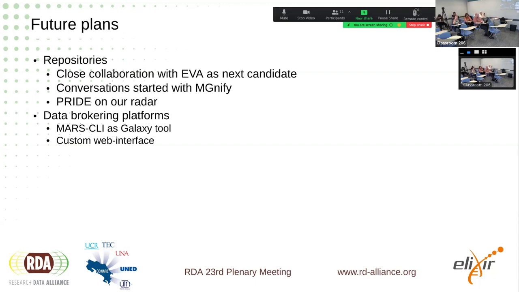When it comes to the data brokering platforms, we would really like to make a Galaxy tool for the Mars CLI. Galaxy is a web platform to do data analysis and workflow management. Having the Mars CLI there would mean that researchers can not only perform analysis on their data, but also do a submission from the platform itself. And we're also considering the idea of having a custom web interface, but this is still to be seen.